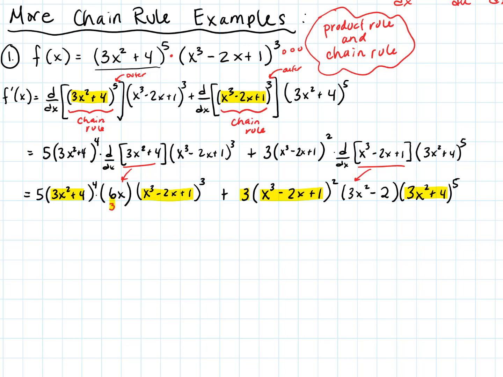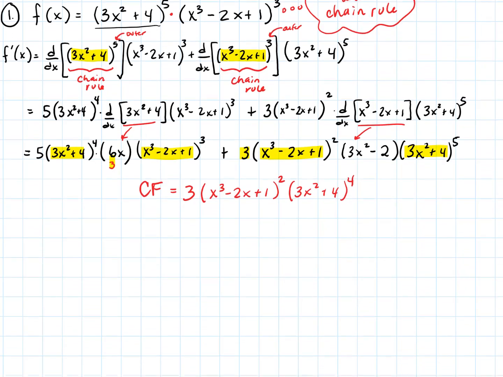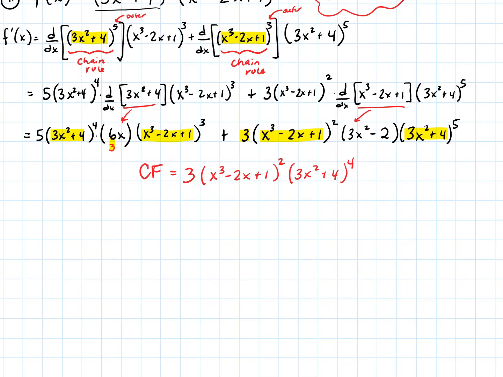Okay, so I'm looking for my common factor here, and I'm seeing a common factor of 3 times (x cubed minus 2x plus 1) to the second, and (3x squared plus 4) to the 4th. And so I can pull that common factor out from both of those terms in this function. So let's go ahead and do that. So we'll put that in the front. That'll clean it up a little bit. And we do want to do that. We don't want to leave a long, messy, unsimplified function. So we'll pull all that out, and let's see what we'd be left with.